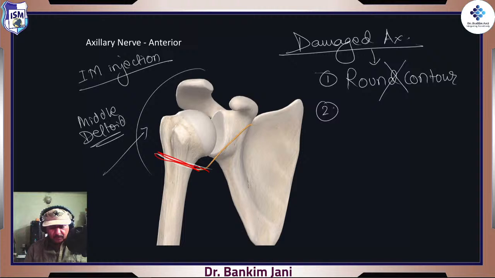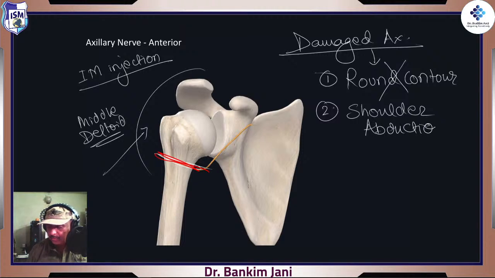Second, the deltoid is so powerful. It was doing like this, moving the shoulder and taking it away. We call it abduction. Adduction is coming near, abduction is going away. So this is abduction. That shoulder abduction itself is lost, shoulder abduction is lost.